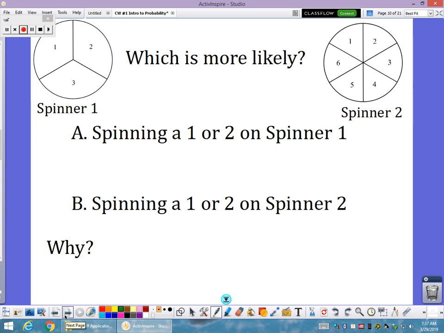Just one more. Alright, which is more likely? Spinning a 1 or 2 on spinner 1, or spinning a 1 or 2 on spinner 2. Okay, I feel like this is kind of repetitive here. Whew. Okay, this is larger area, so spinning a 1 would be more likely.